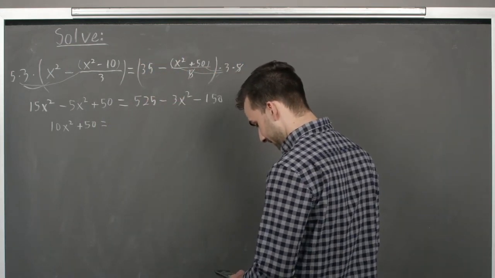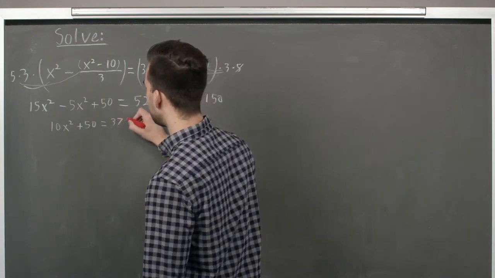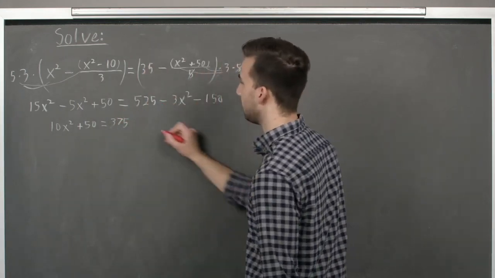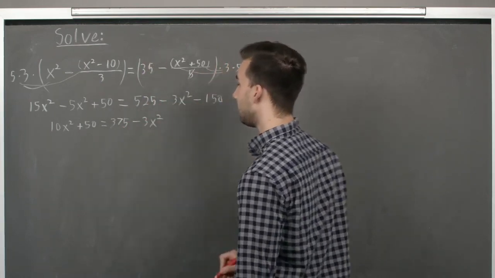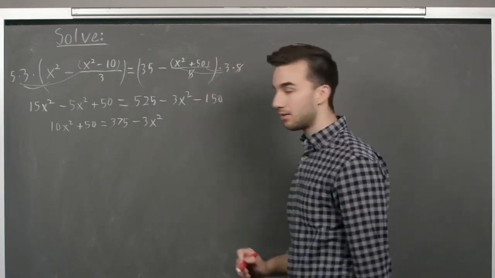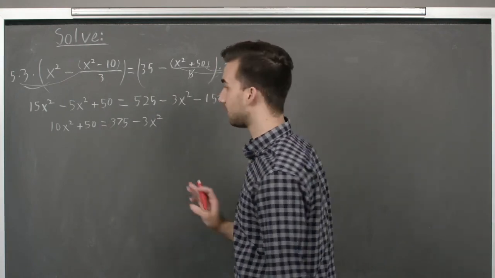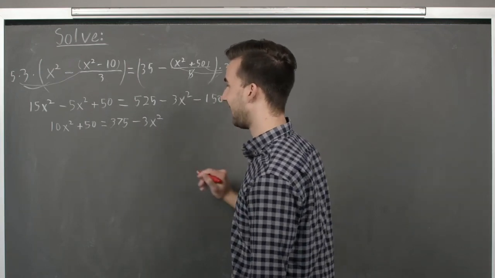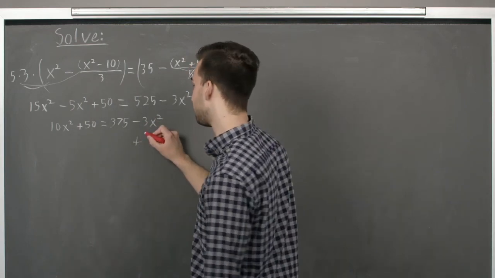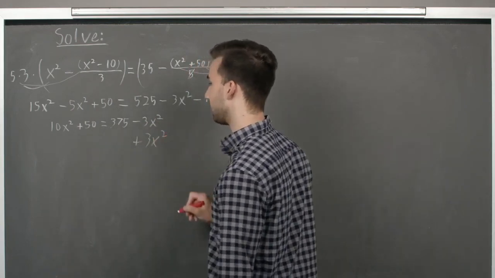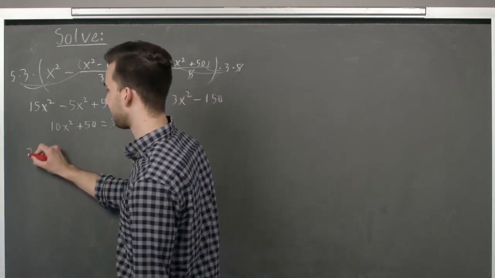I think it is 375, and then minus 3x squared. So now this looks more like the last example. From here, we can just group the like terms. So I'm going to add plus 3x squared to both sides to get rid of this here. Excuse me, I keep saying x, but I mean x squared.